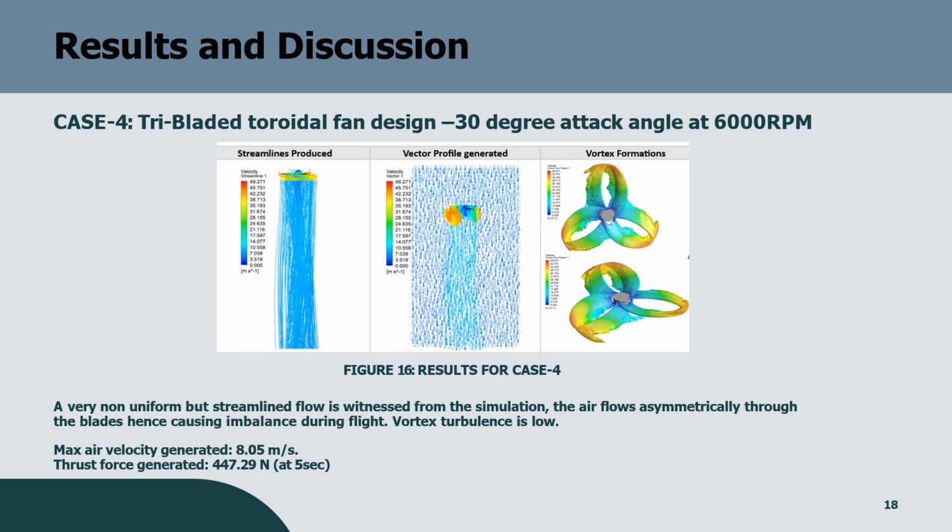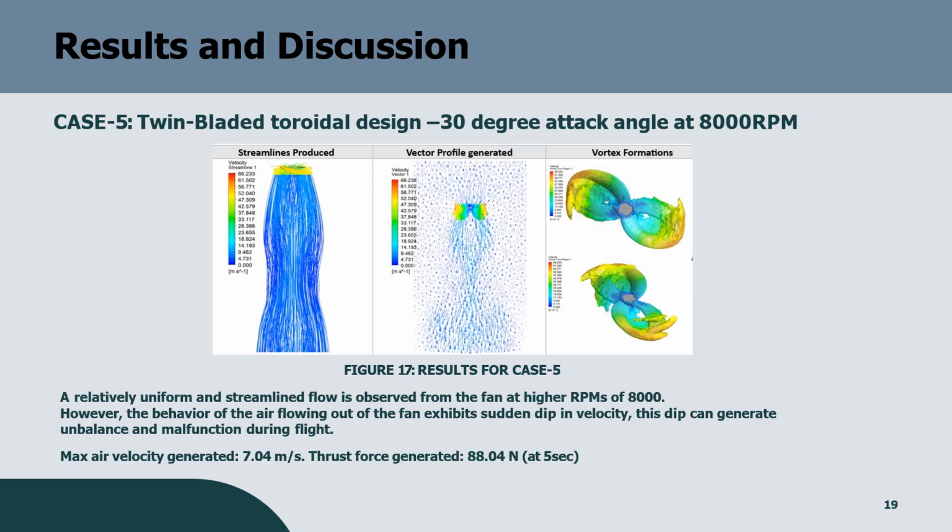Case 4: tri-bladed toroidal fan design, 30-degree attack angle at 6000 rpm. A very non-uniform but streamlined flow is witnessed from the simulation. The air flows asymmetrically through the blade, hence causing an imbalance during the flight. Vortex turbulence is low. Maximum air velocity generated is 8.05 meters per second. Thrust force generated is 447.29 Newton at 5 seconds.